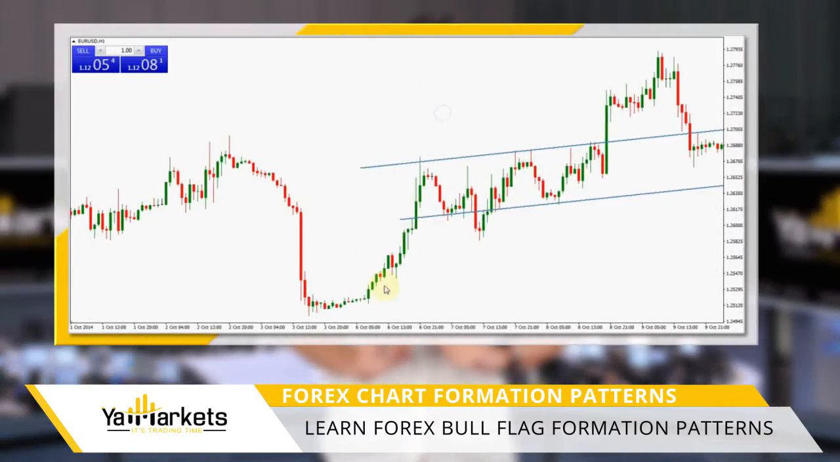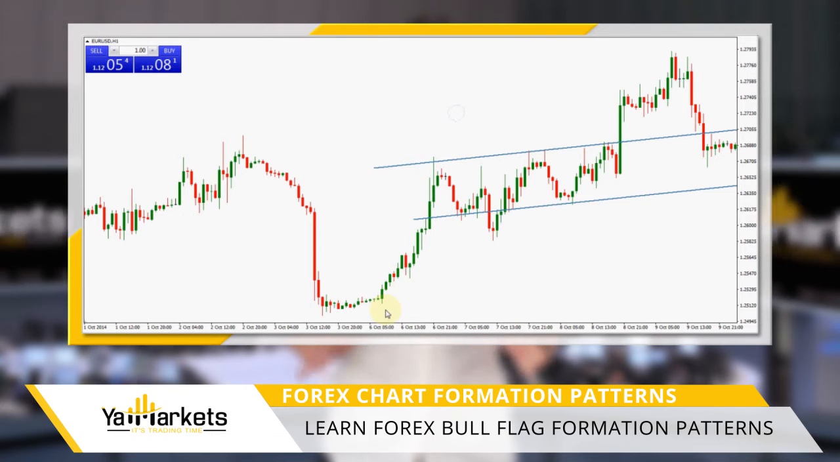Let's take a look at these charts. As you can see, there has been a strong bullish move, but because the market needs to adjust to the new higher prices, it goes into a consolidation phase and the price retraces lower in a narrow range. Note, for it to be a genuine bull flag, the two lines forming the flag need to be parallel, whereas often they will be sloping downwards.